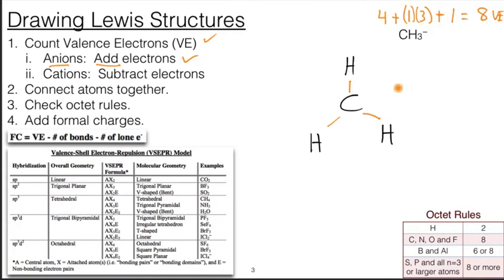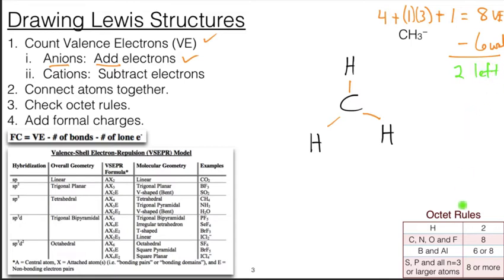So I've used 1, 2, 3, 4, 5, 6. 8 minus 6. 6 used. I'm going to have 2 electrons left. Where do they go?